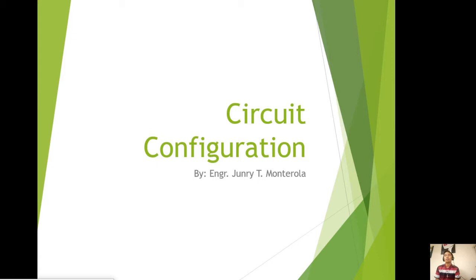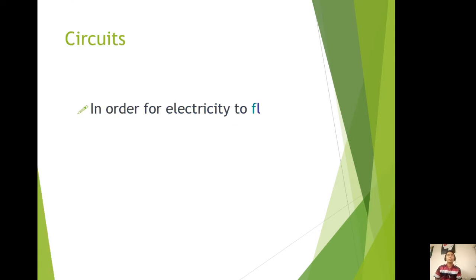So our topic for this video is circuit configuration. But before we start, let's discuss what is a circuit. In order for electricity to flow, we need a power source and a closed circuit.